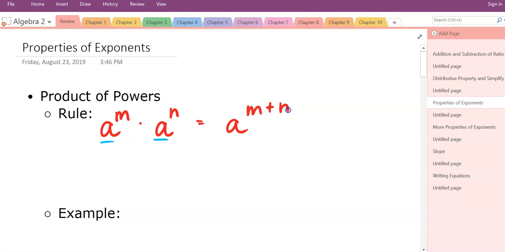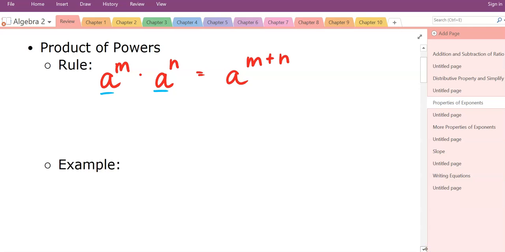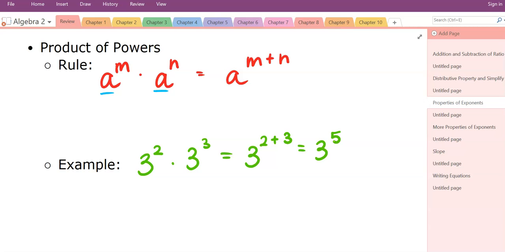we have to add those exponents, m plus n. So some examples of this, if we had 3 squared times 3 to the third power, we would take 2 plus 3 in those exponents and be left with 3 to the fifth power. Now since we can actually evaluate this, we would go to our calculators and type in 3 to the fifth power, and we would get 243.